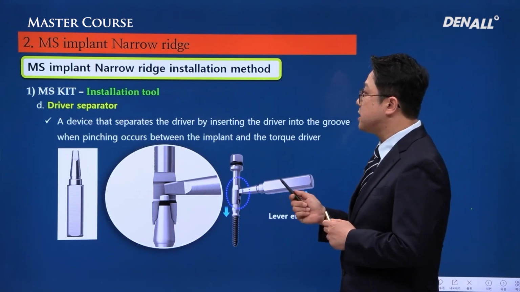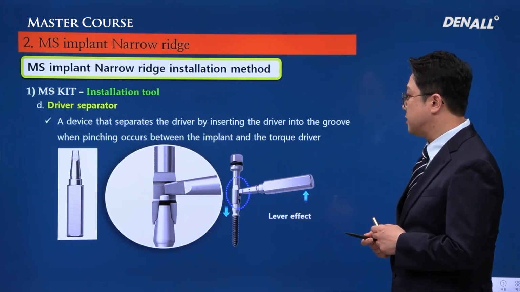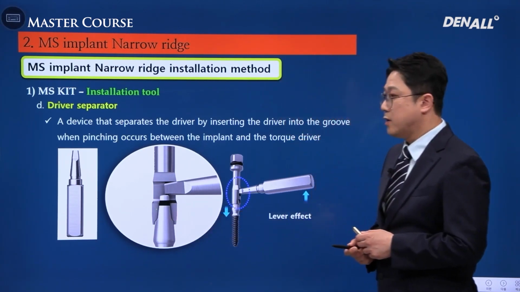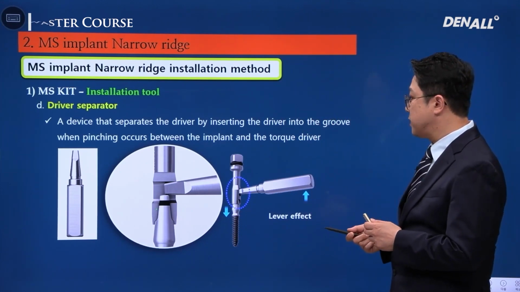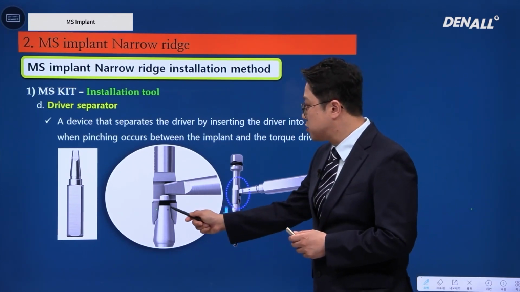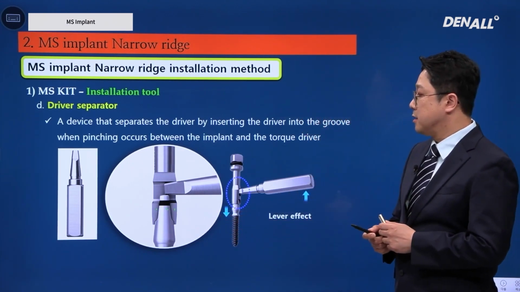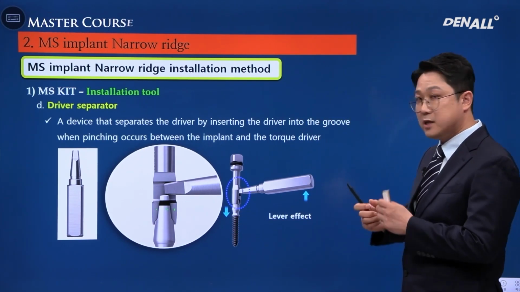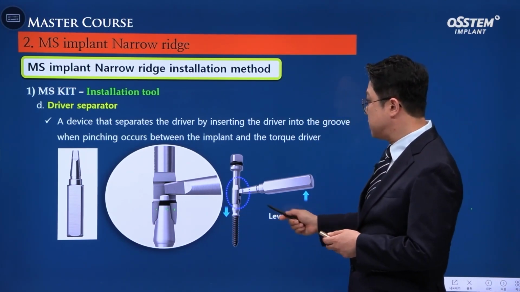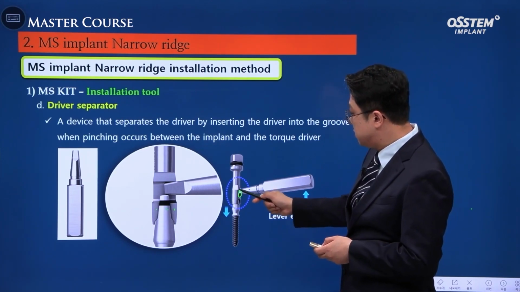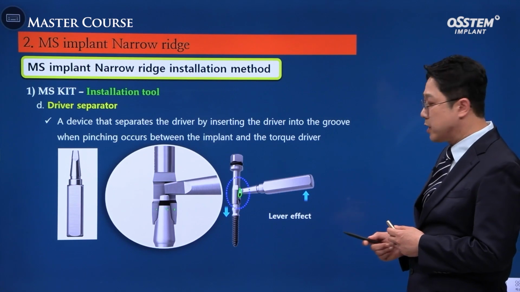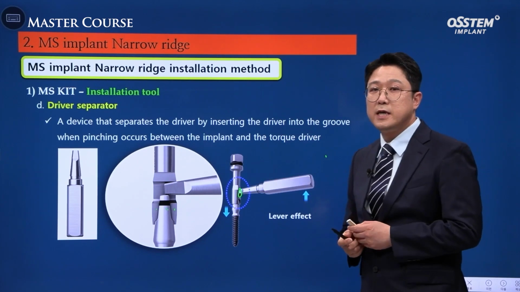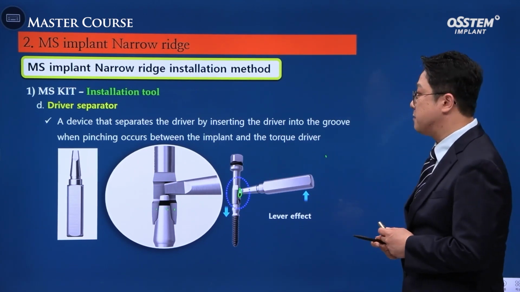What is unique about MS kit is that it has driver separator. When you place implant with machine driver or torque driver, at times it can get locked and it's difficult to detach the driver. In this case, you can use driver separator included here. There's a hole in the torque driver, and using the lever effect, you can detach it. It separates well. There is also an MS removal tool.